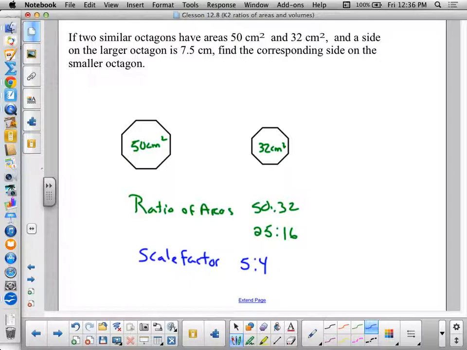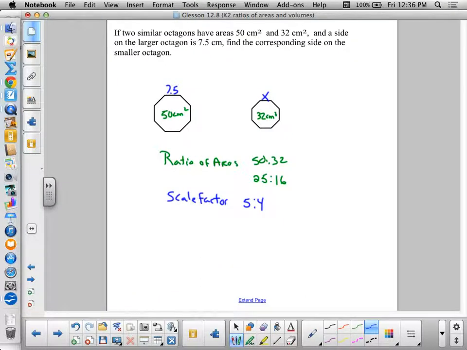One of the sides in the larger octagon is 7.5. What is the corresponding side here? That's what the question's asking. So now we solve that with proportions. Since I know the scale factor is 5 to 4, that's going to be 7.5 to x. I can cross multiply that. 4 times 7.5 is 30. It's 5x, so divide by 5. And I get that this side is 6 centimeters.